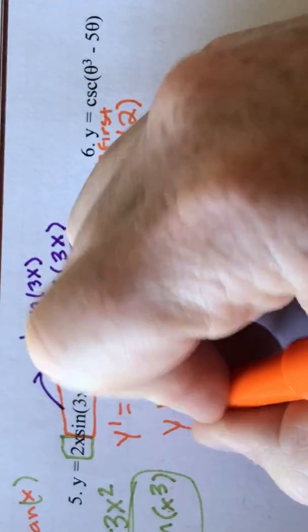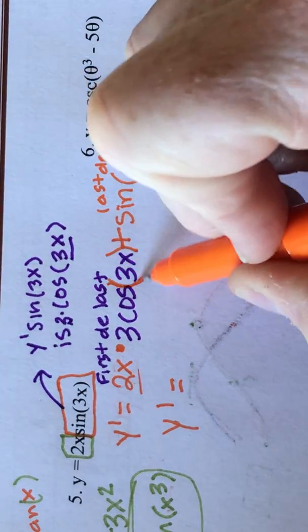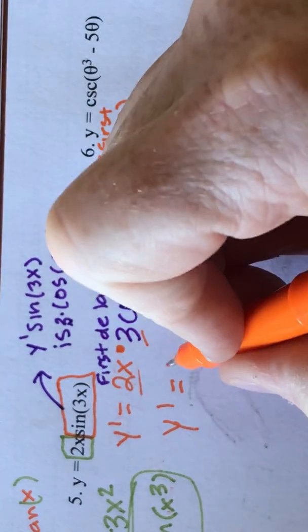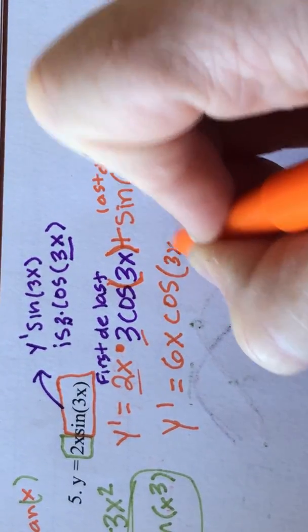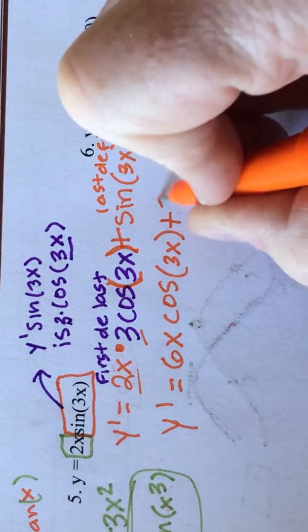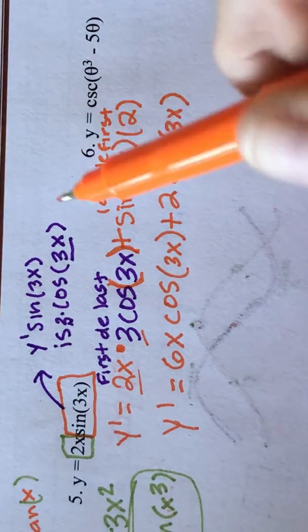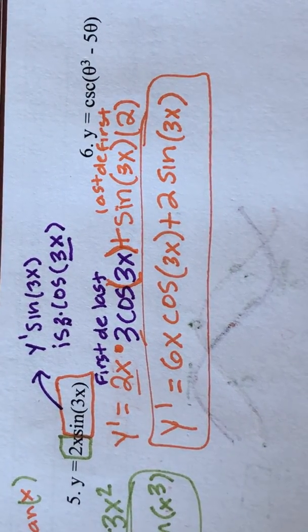So y prime, 3x has to stay there, but all your coefficients can be simplified and multiplied together. So 6x cosine 3x plus 2 sine 3x. All right, that's your derivative for number 5.